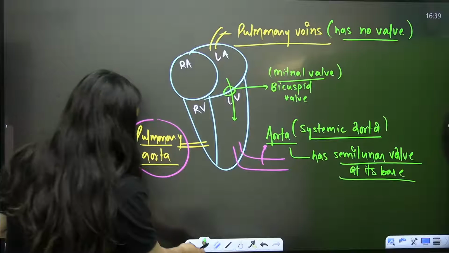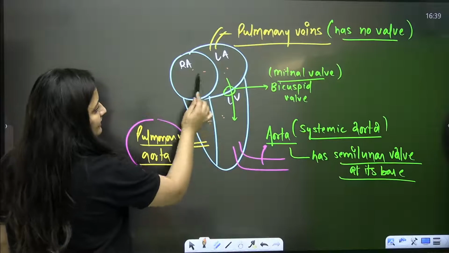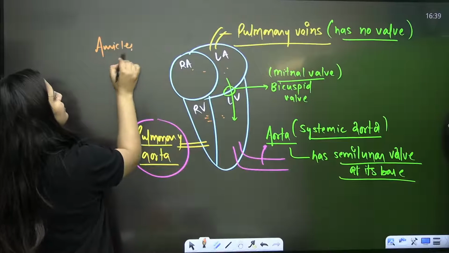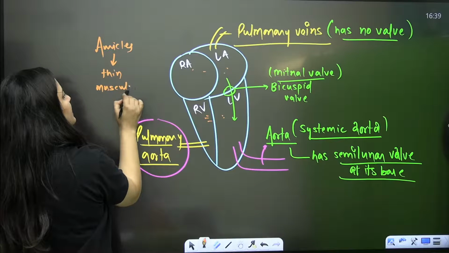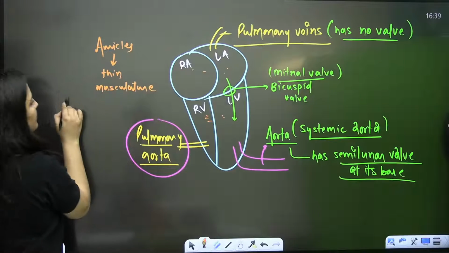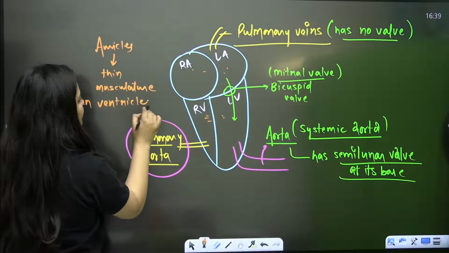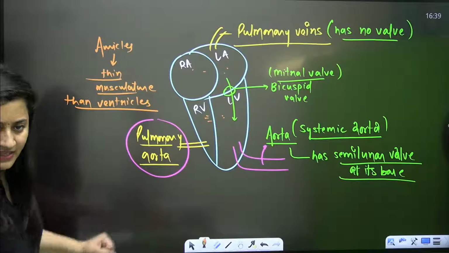Okay, so now it's very simple, bache. Auricles are going to pass the blood to the ventricles. They are adjacent to it. Both the auricles have thin musculature when you compare the musculature of auricles and ventricles. Clear, bache? They are having thin musculature.